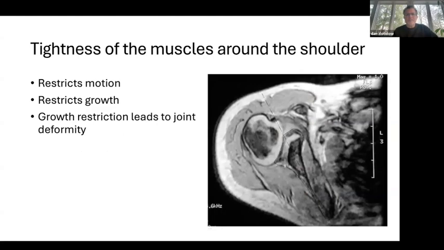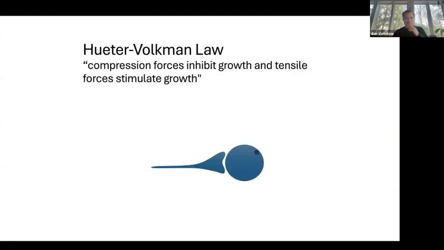When you look at the tightness of these muscles around the shoulder, they restrict motion, yes, but they also restrict growth. And this growth restriction leads to joint deformity, as you can see in this picture. And we know that the reason for this is the Hueter-Volkmann law: compression forces inhibit growth and tensile forces stimulate growth.